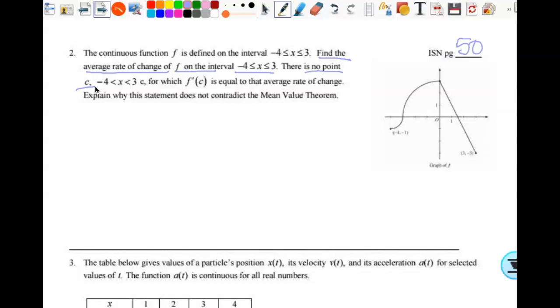So it's telling us to find the average rate of change. That is going to be f of 3 minus f of negative 4 over 3 minus a negative 4. Y'all agree with that? Okay. What is f of 3? Can you read it? Negative 3, yeah. I don't know if you can read it. It's like a blob up here. And then f of negative 4, is that negative 1? Okay. Minus a negative 1 over what? 7. Okay, what's negative 3 minus a negative 1? Negative 2, so it's negative 2/7.